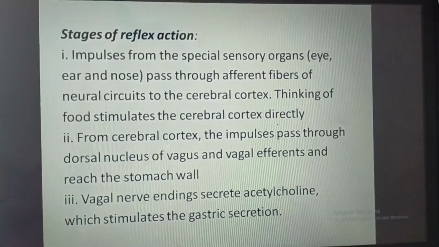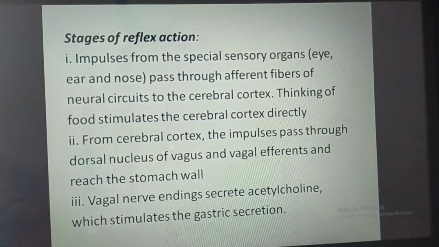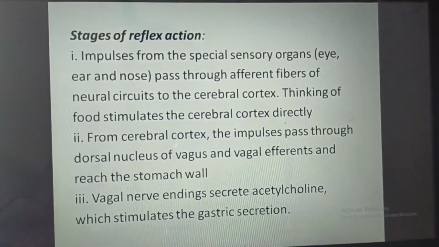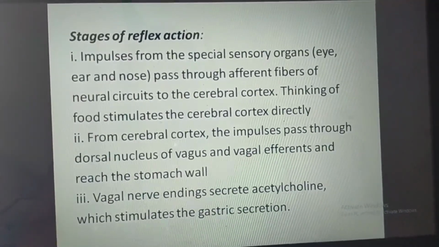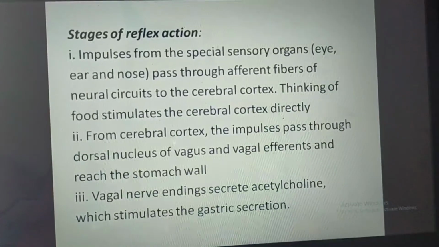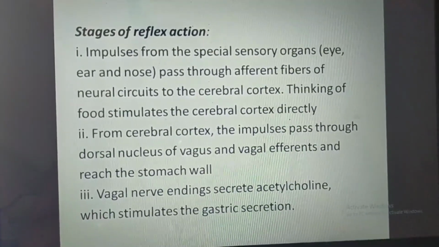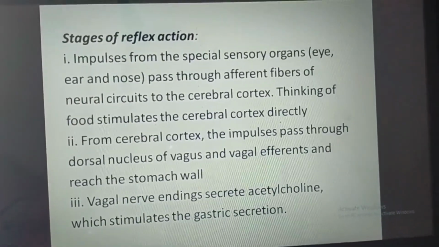Stages of reflex action. Impulses from the special sensory organs pass through afferent fibers of the neural circuits to the cerebral cortex. Thinking of food stimulates the cerebral cortex directly. From the cerebral cortex, the impulses pass through the dorsal nucleus of the vagus and vagal efferents and reach the stomach wall. Vagal nerve endings secrete acetylcholine, which stimulates gastric secretion.